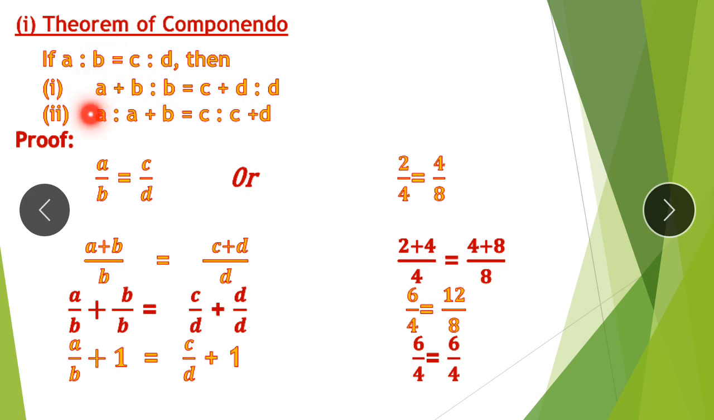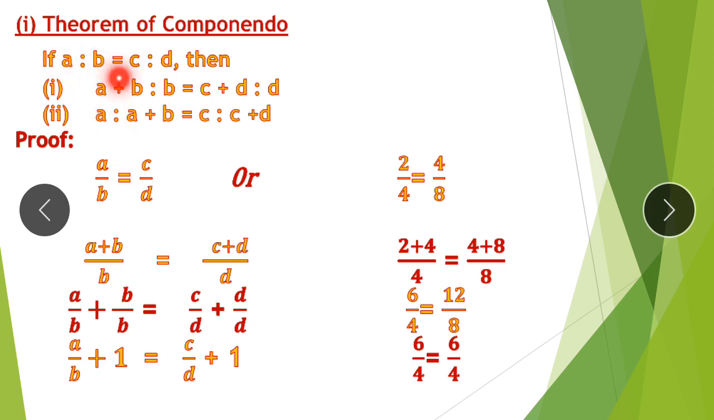ratio. Or if you write A ratio B, then again A plus B, ratio B, or C ratio D, then C plus D ratio D. So there will be no effect on these ratios. We can better understand this theorem with the help of an example or with the help of a proof.